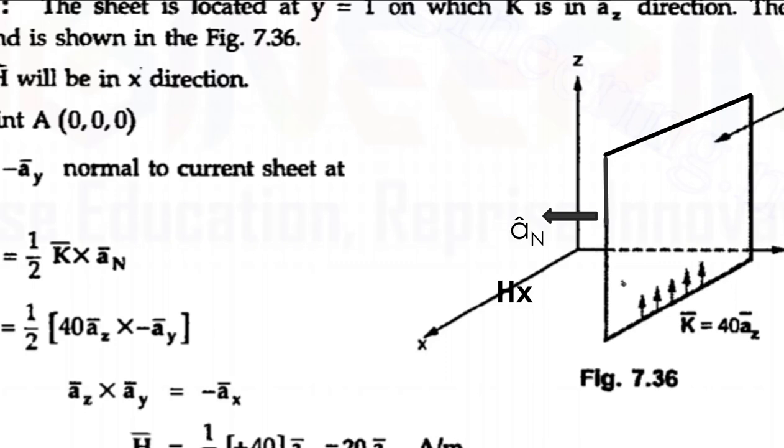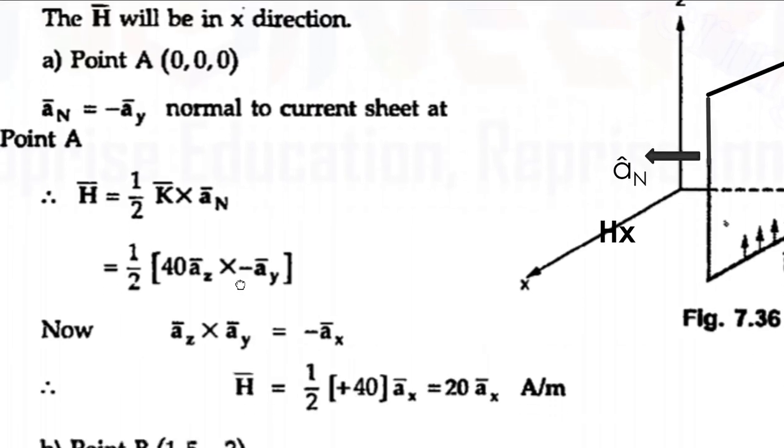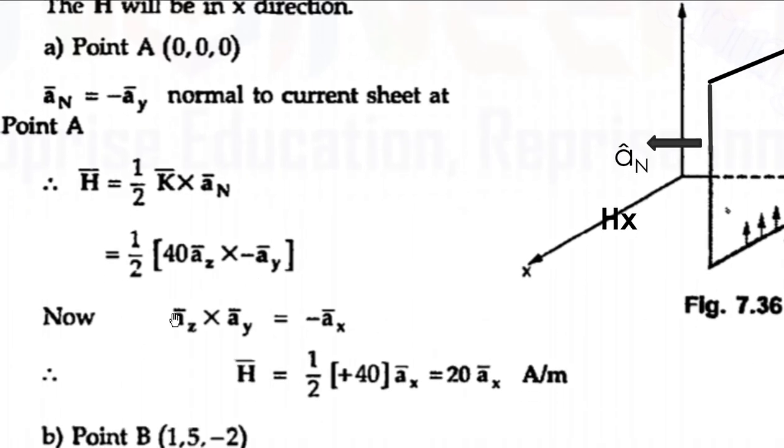So this an cap, we can write it as minus ay cap. So in this expression, we put an cap is equal to minus ay cap, and k bar is already given, that is equal to 40 az cap. Now we have to take the cross product of these two equations. So it is equal to az cross ay. Forget about the minus sign, you can keep the minus sign as it is.